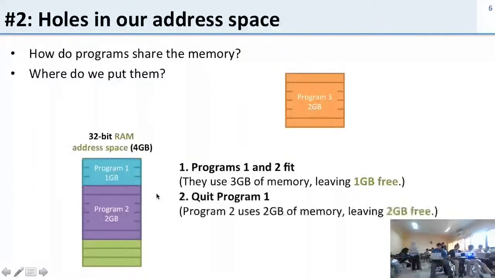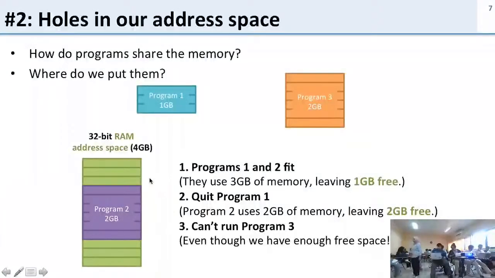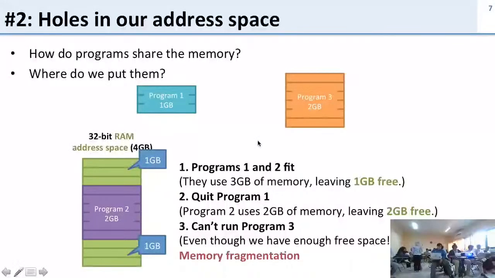Okay, no problem. Now what happens when I quit program 1? When I quit program 1, I've freed up a bunch of space here. So now I have 1 gigabyte here and 1 gigabyte here, but I can't run program 3. Even though I have 2 gigabytes of memory free, and program 3 needs 2 gigabytes, it's split up. I've got 1 gigabyte here and 1 gigabyte here. I don't have 2 gigabytes of memory in a row where I can run program 3. So this is called memory fragmentation. I get these holes in my memory due to the order in which I ran programs.